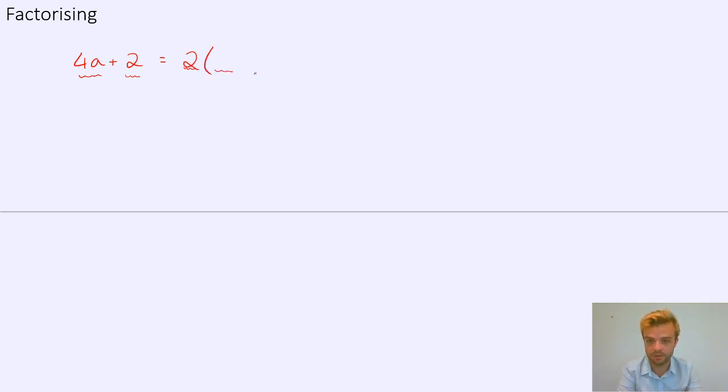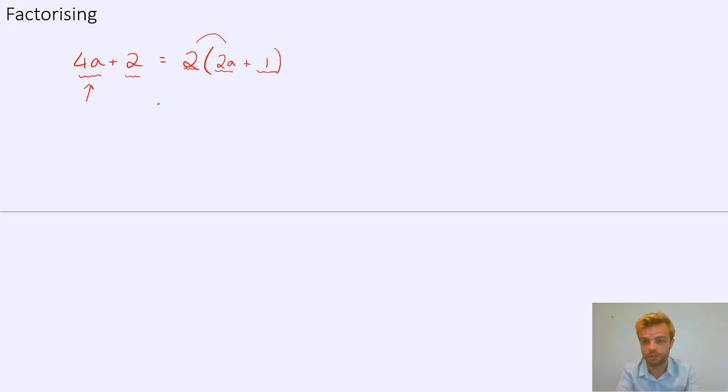Now to find out the two terms that are going to go inside the bracket, I need to think about what do I multiply by 2 to get this first term. So what do I multiply by 2 to get 4a? Well, I can multiply 2 by 2a to get the 4a. So can you see that if we multiply the 2 by the 2a, we do get the original term that we started with, 4a. So that's the first term in our bracket. And for the second term in our bracket, we do the same thing. What do I multiply by 2 to get 2? 1. So that's my factorised version of what I started with.